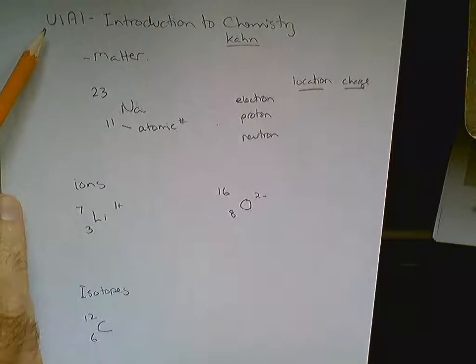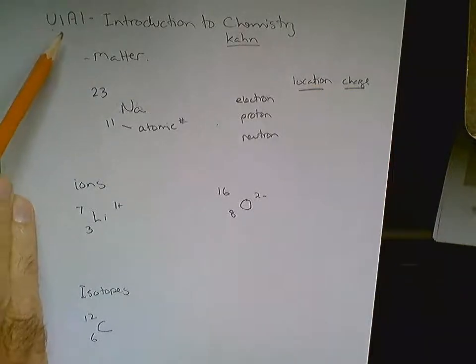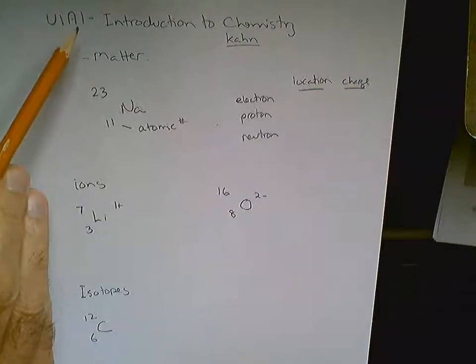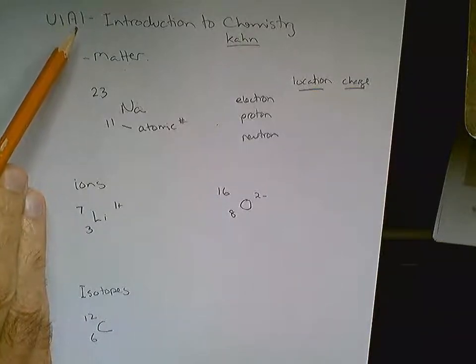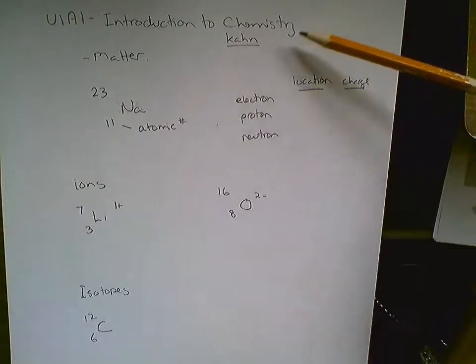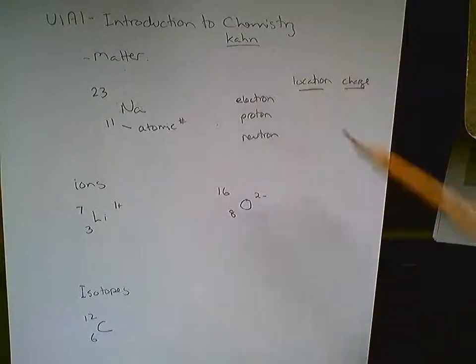Everything is broken up into units, so there are 5 units for the course, and this is Unit 1. The units are broken up into sections. They call these sections activities. So this is Unit 1, Activity 1. We're looking at qualitative chemistry and an introduction to chemistry.